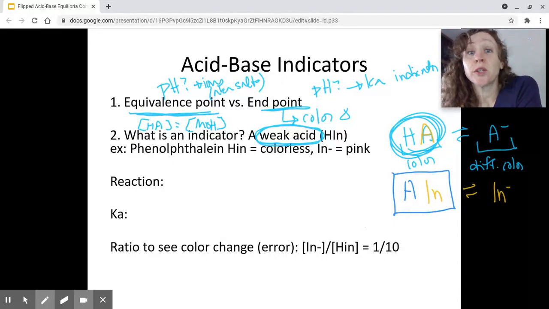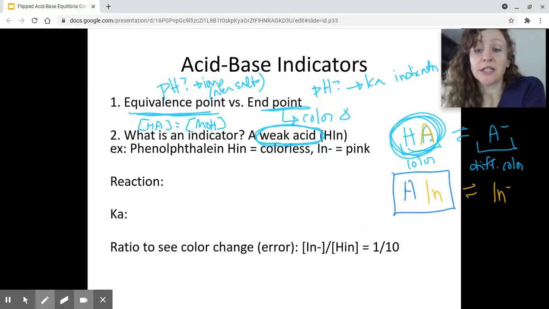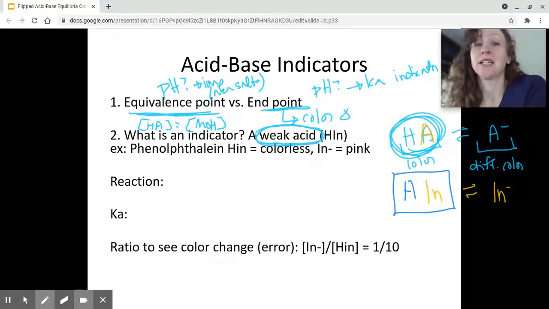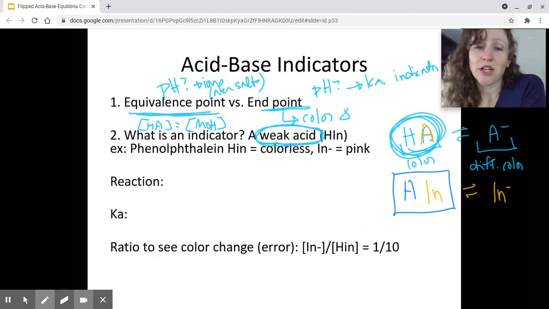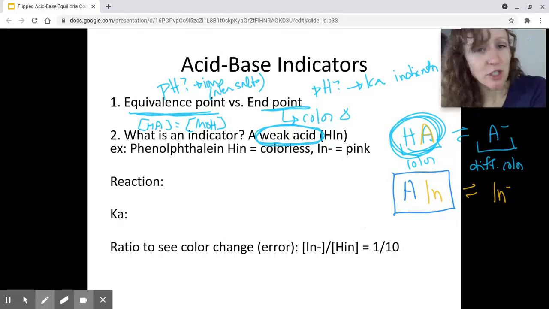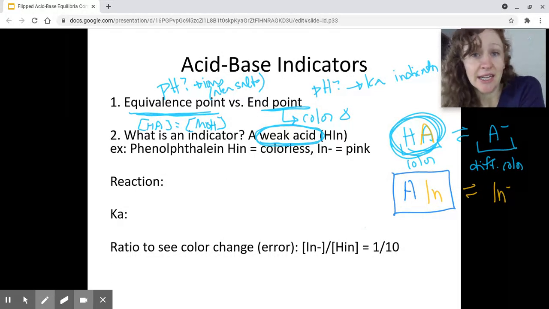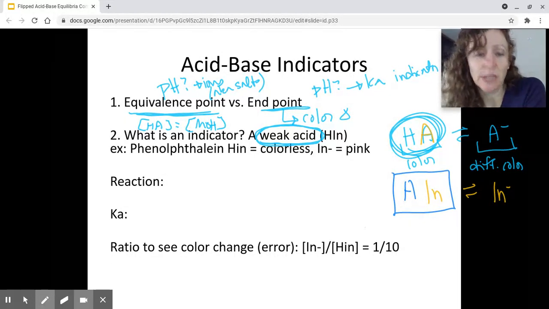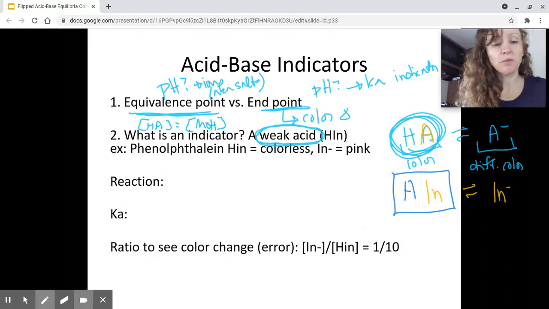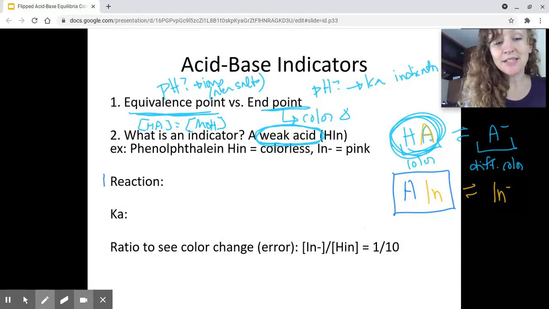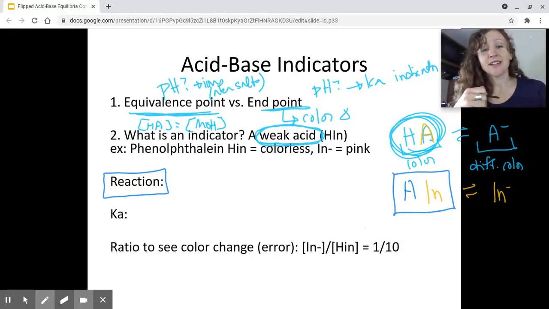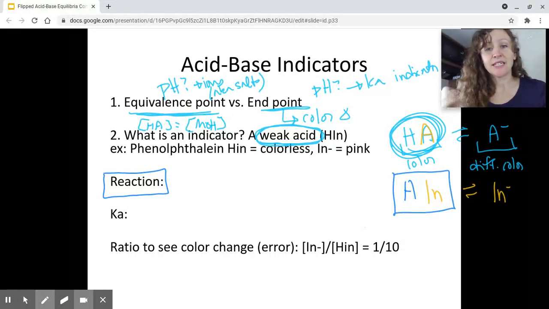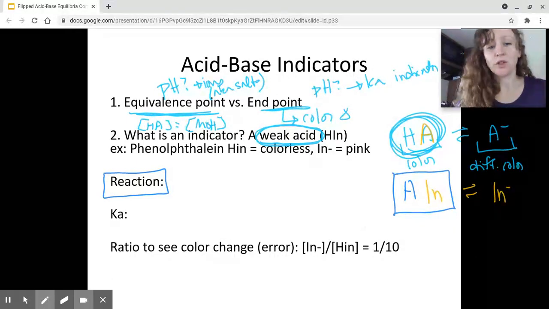Now, usually we don't write the actual molecule for the indicator because most indicators are giant molecules. And so it would take us a very long time to actually write out all the atoms involved. So we don't. We just write In for the anion instead of the actual anion. So what would the reaction be? This would be a good time to pause and see if you can write a reaction with this indicator. Pause here and see if you can do that.